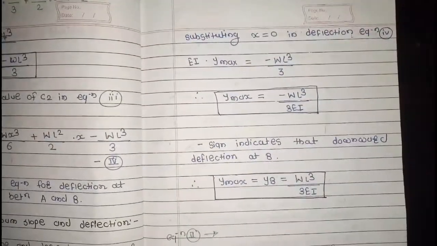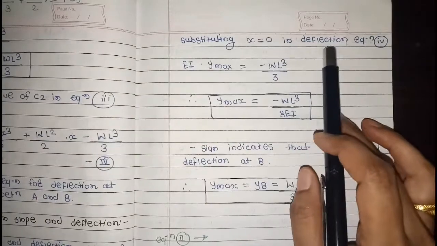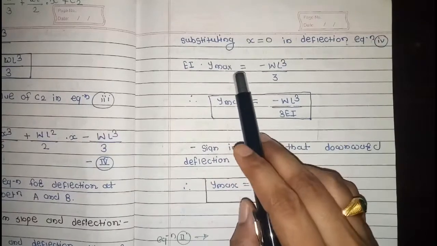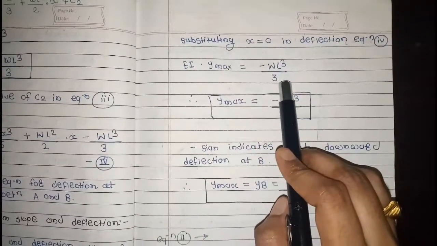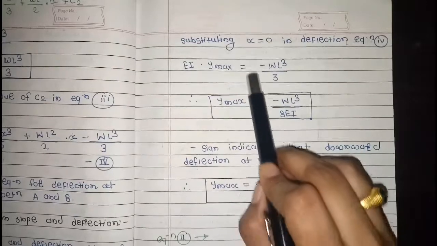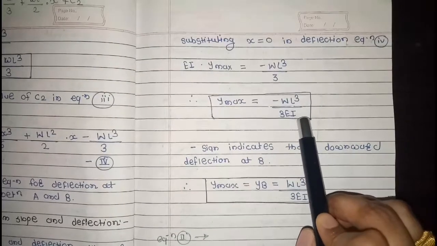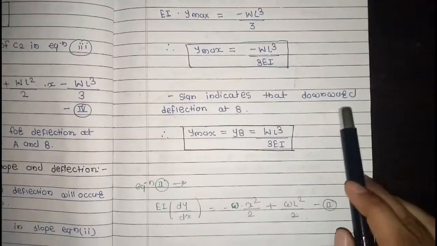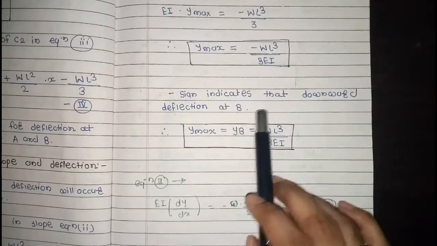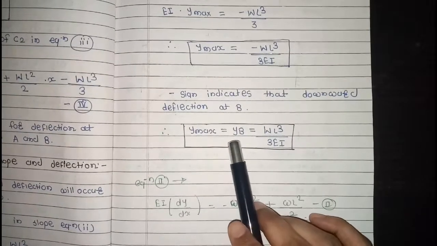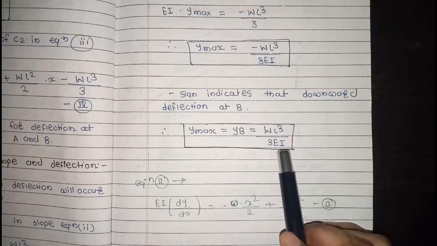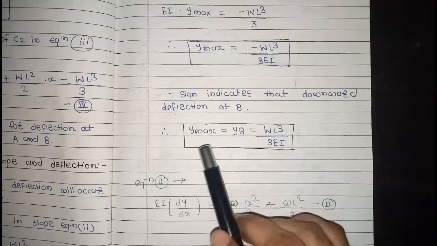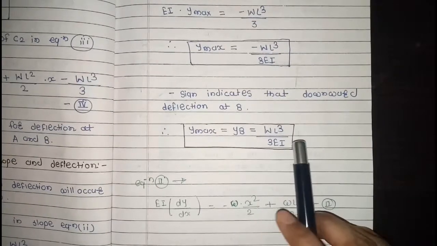Next, substituting x is equal to 0 in deflection equation 4, we get EI into y max is equal to minus WL cube by 3. So y max is equal to minus WL cube divided by 3EI. The negative sign indicates downward deflection at point B. Therefore y max is equal to yB is equal to WL cube divided by 3EI. This is the equation of deflection of a cantilever beam with point load.